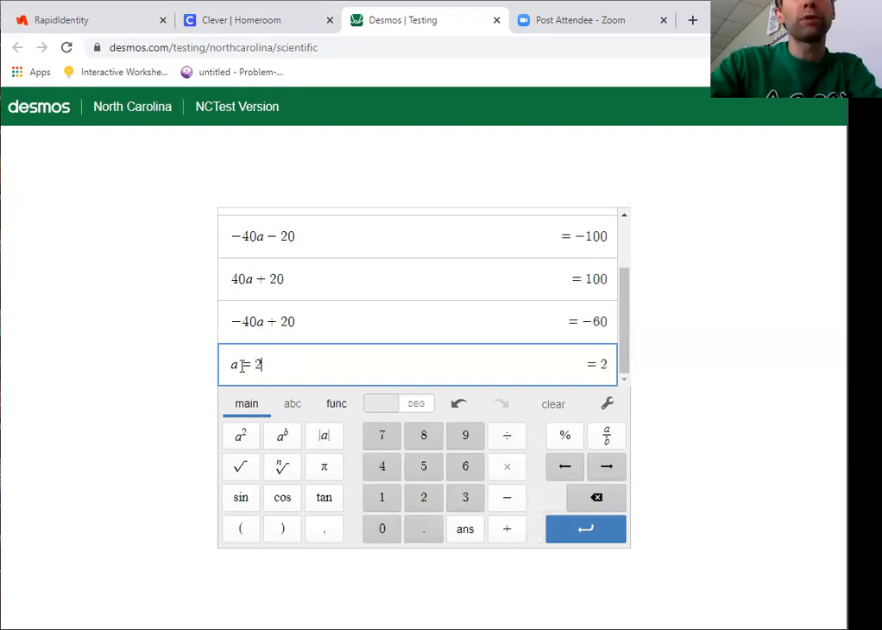Now look what happens when I put in A equals 2. What it's doing here is going back into all these other ones you already typed in, and it's basically doing order of operations. It's taking out the A and putting in a 2. For example, this one right here, it's saying -40 times 2 plus 20.